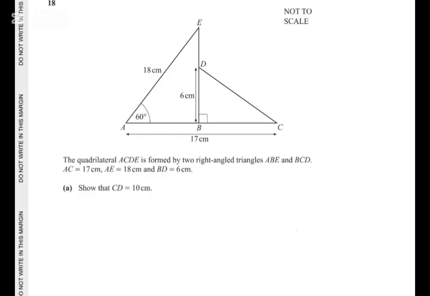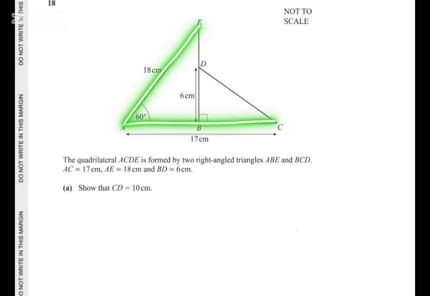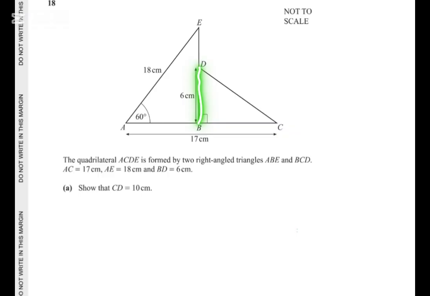Question number 18. The quadrilateral ACDE is formed by two right-angled triangles ABE and BCD. AC is equal to 17 centimeters, AE is equal to 18 centimeters, and BD is equal to 6 centimeters. These are the two right triangles. ABE is also a right triangle, with the right angle at B.